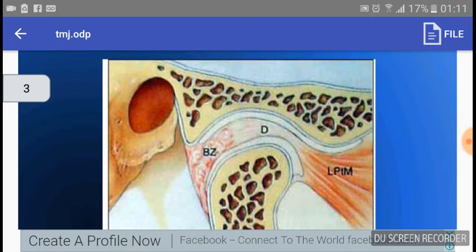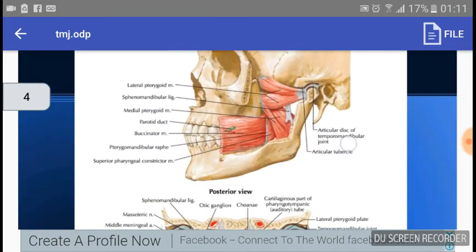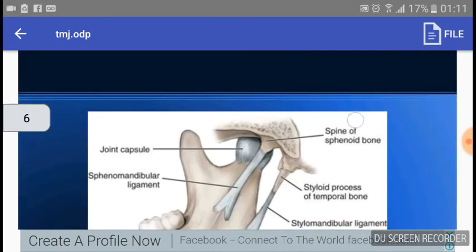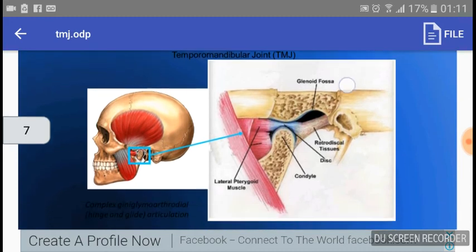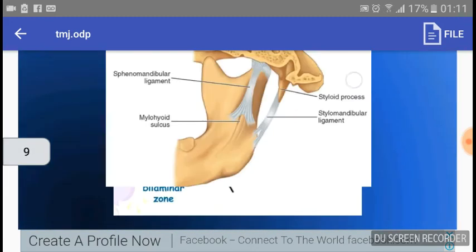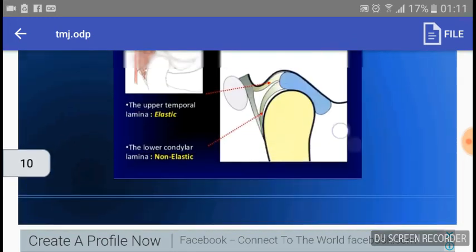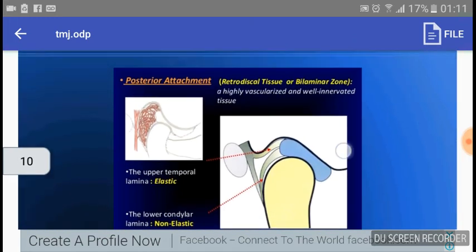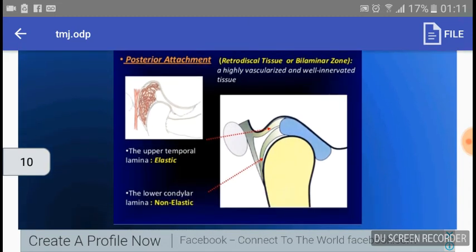The bilaminar zone, or posterior attachment zone, has a superior lamina, not seen very well in this diagram, but I'm going to look for a nicer diagram to show you. One second. This is the bilaminar zone right here, the posterior attachment. So you have a superior lamina, which is made of elastic fibers, and an inferior lamina made of collagen fibers.